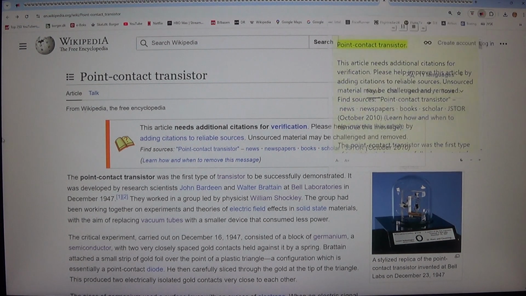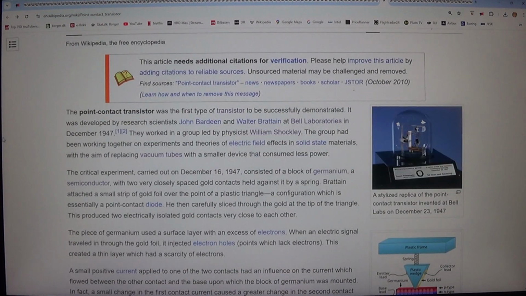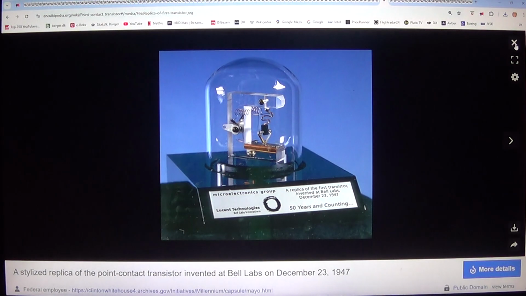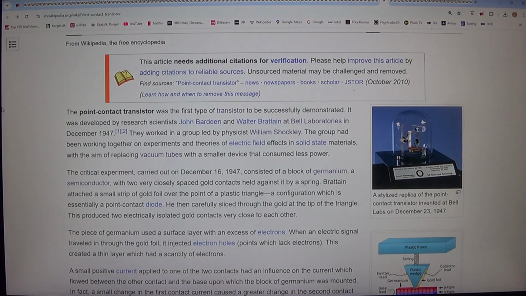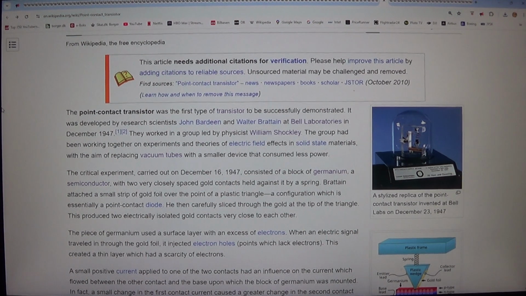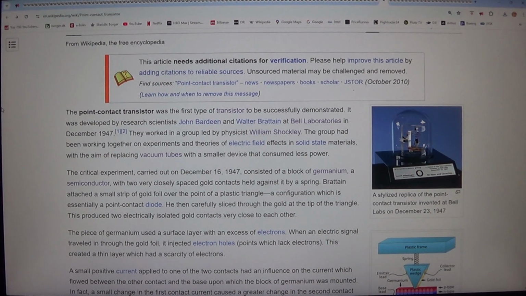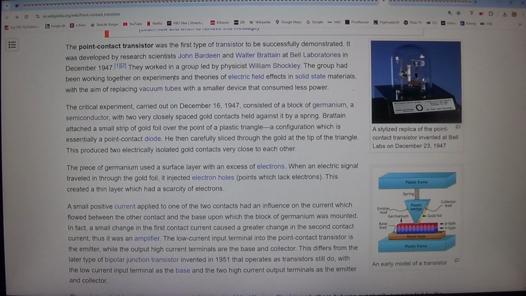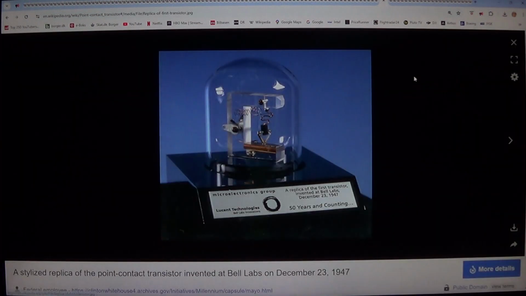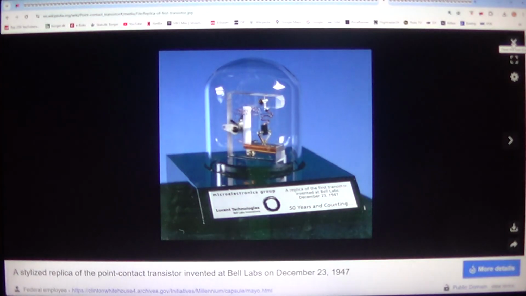Point contact transistor. This article needs additional citations for verification. Please help improve this article by adding citations to reliable sources. Unsourced material may be challenged and removed. Find sources. Learn how and when to remove this message.